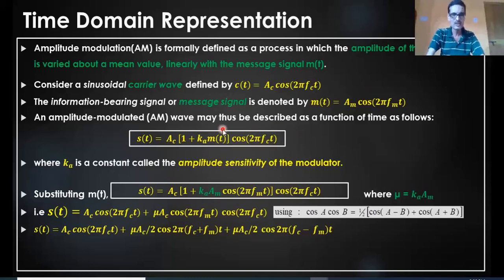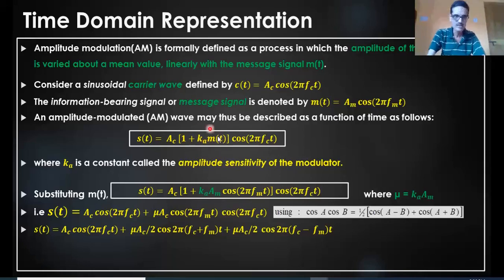An amplitude modulated signal, which is represented in the time domain, has a standard equation given by Ac (1 + Ka m(t)) cos 2 pi fc t, where this Ka is nothing but the amplitude sensitivity parameter of AM. It's a sensitivity parameter, the amplitude sensitivity parameter Ka, multiplied by the message signal.